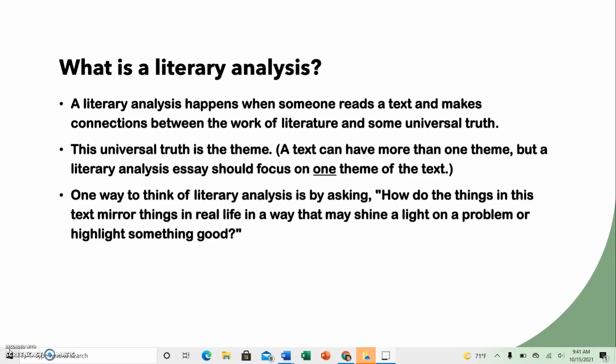When you are thinking of the literary analysis and looking for the theme, you might ask yourself, how do the things in this text, the work of literature, mirror things in real life in a way that may shine a light on a problem or highlight something good? It may be that the work of literature makes you ask questions. It may not necessarily give a clear answer, but some possible answers.